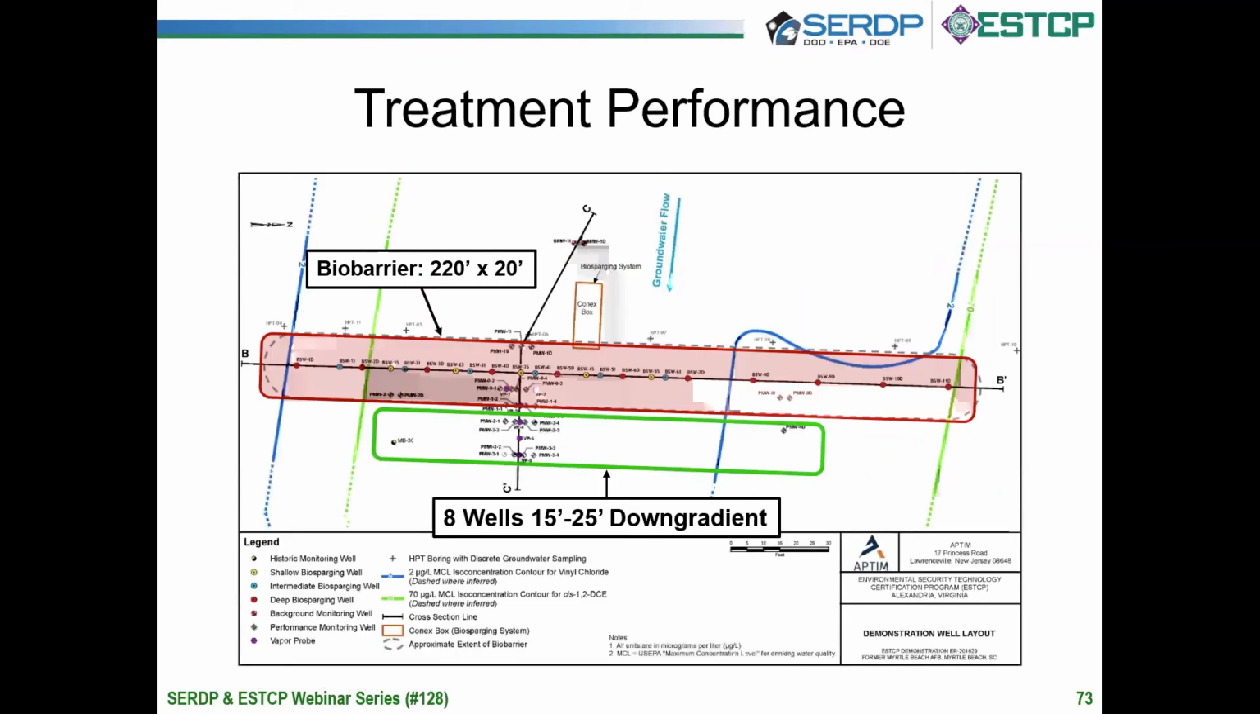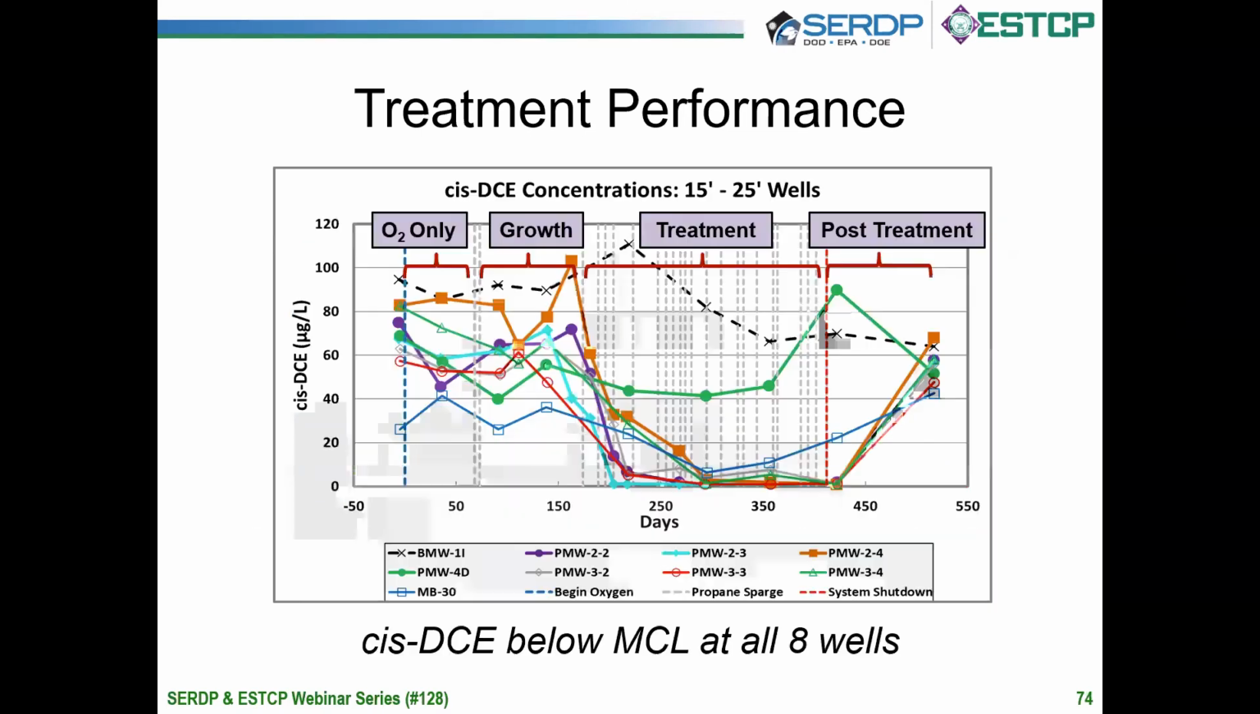So the next group of wells we're looking at is these 8 wells that are 15 to 25 foot down gradient. So these are outside of the influence basically of the sparging, but this is where the water that's being treated within the biobarrier is moving through. So similar results here. We've got 8 wells in this zone. We've got degradation, good degradation at 7 of them. Again, we've got one outlier here. That's another well that we didn't get good distribution of the gases to. But again, all these concentrations were significantly reduced during the treatment phase and came back up at the post-treatment sampling event.